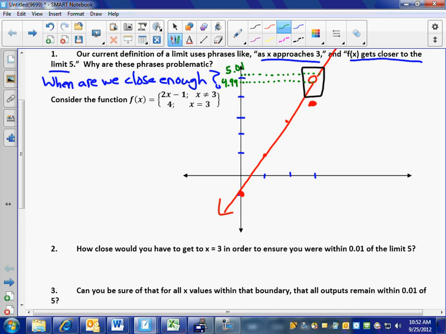Now, here's what the question is asking. How close would you have to get to x? Well, the x value for this one is going to be right here, and the x value for this 5.01 is going to be right here. That's the question. How close would we actually have to get to that value of 3 in order to make sure that our output is within 100th of a unit?